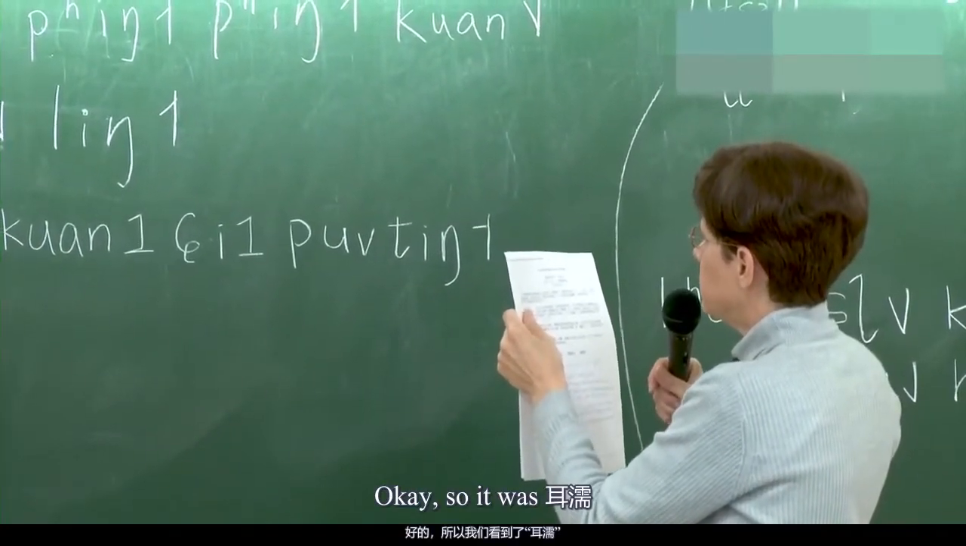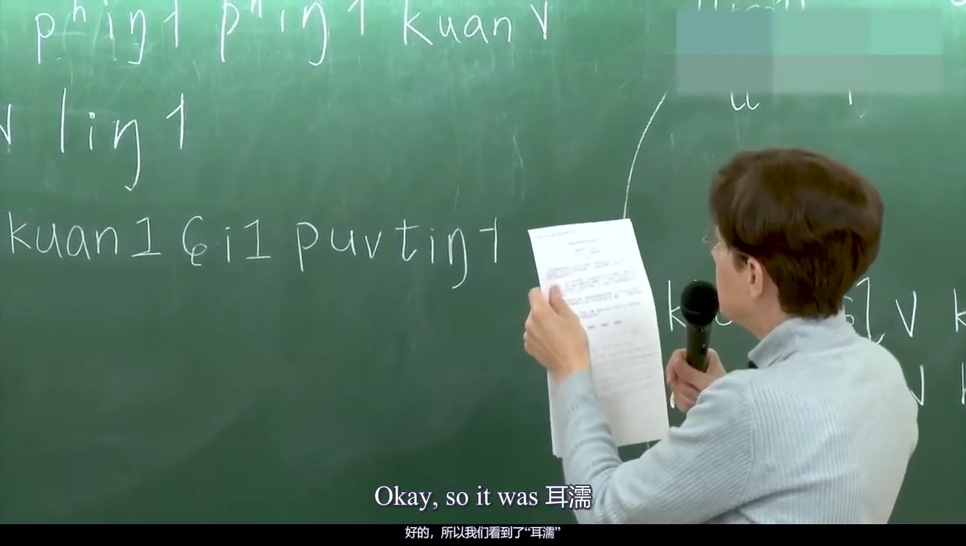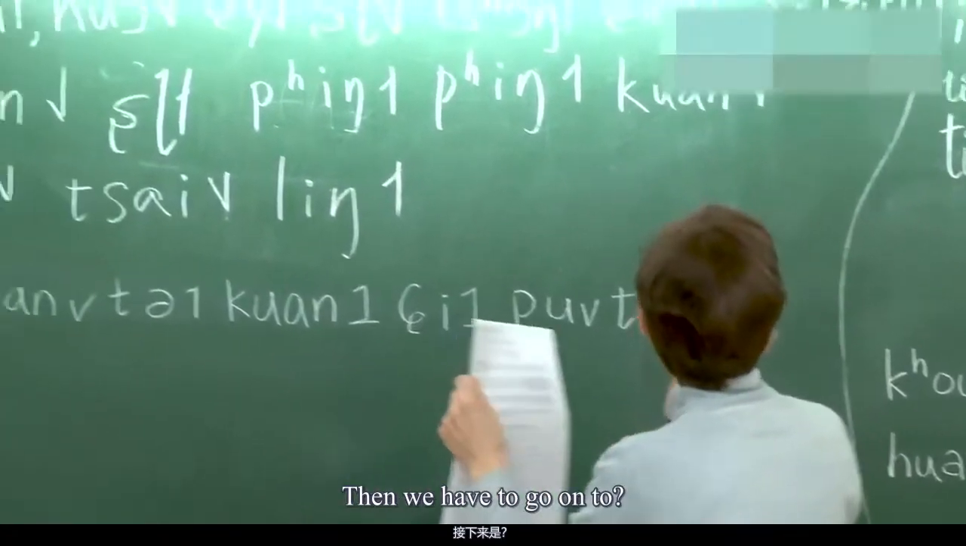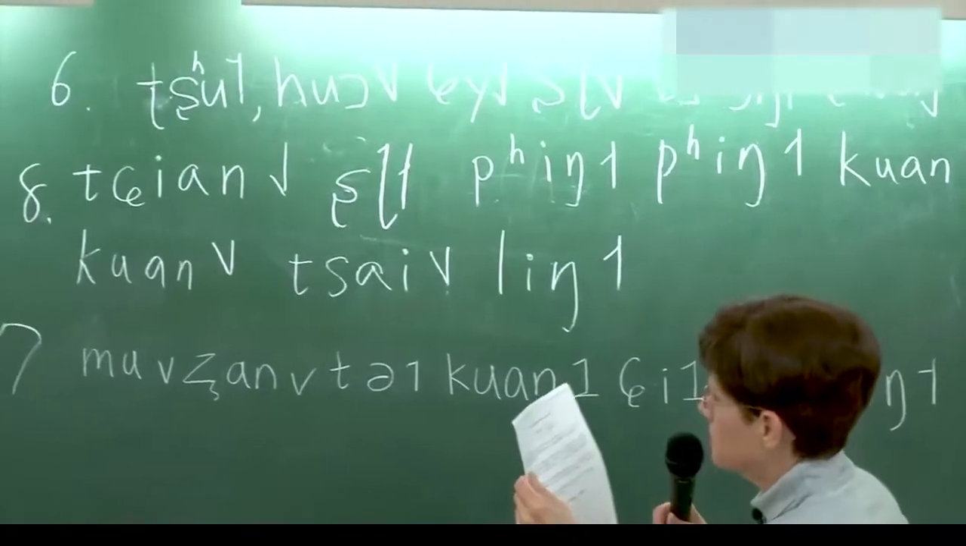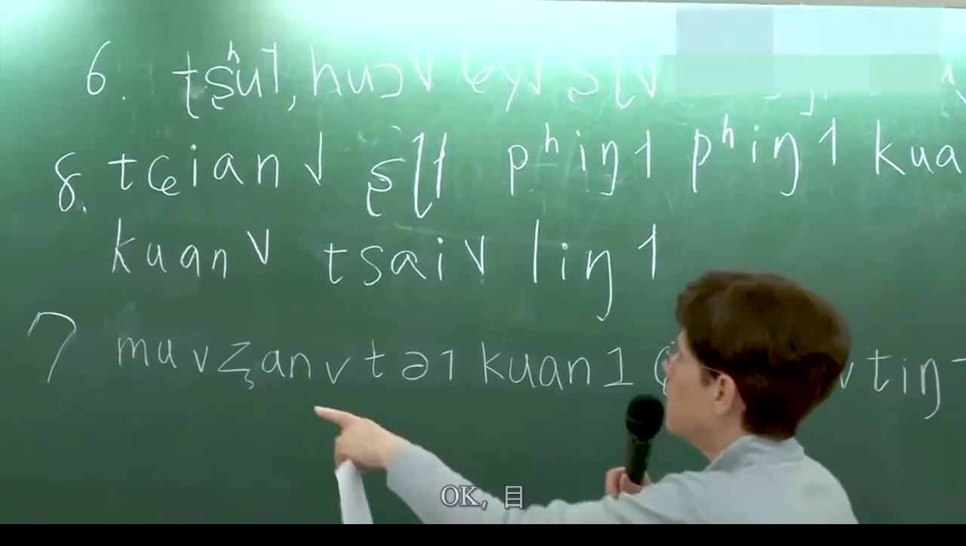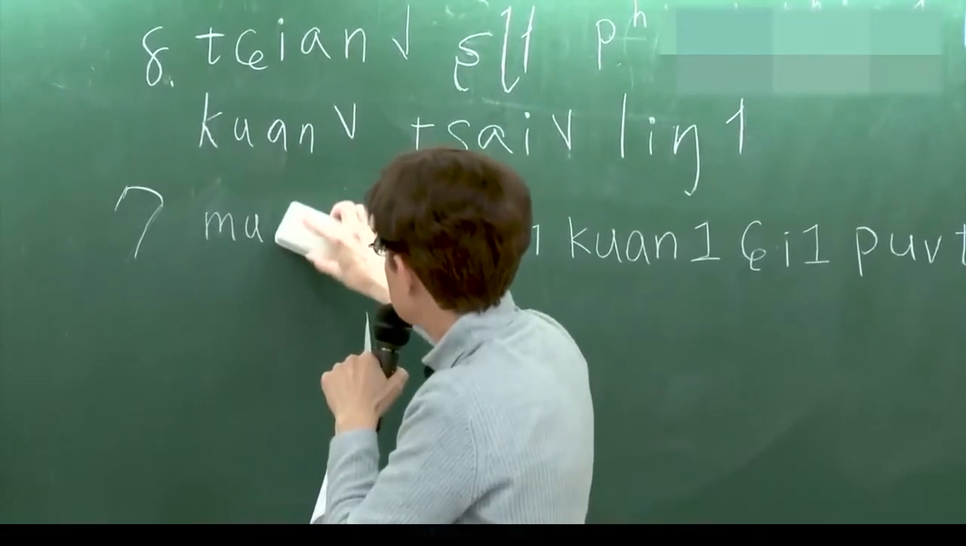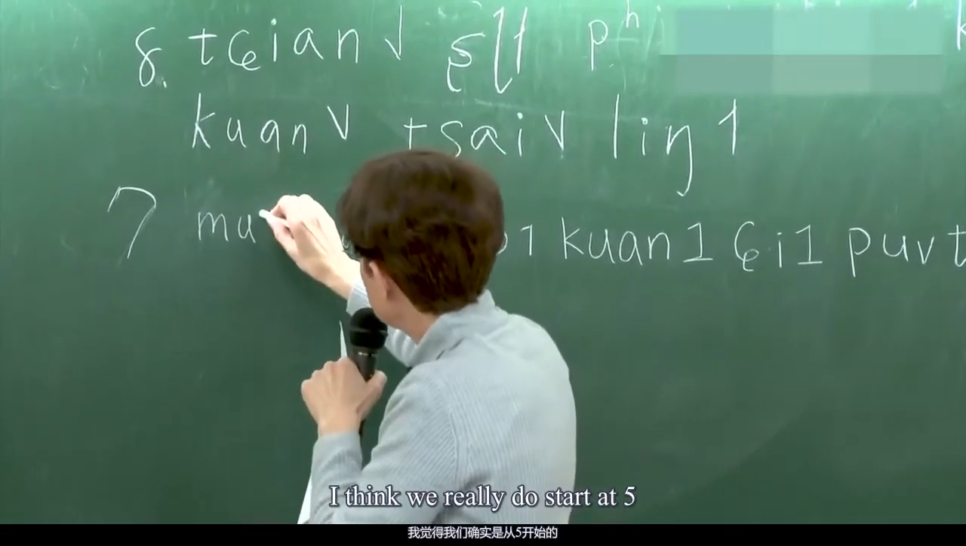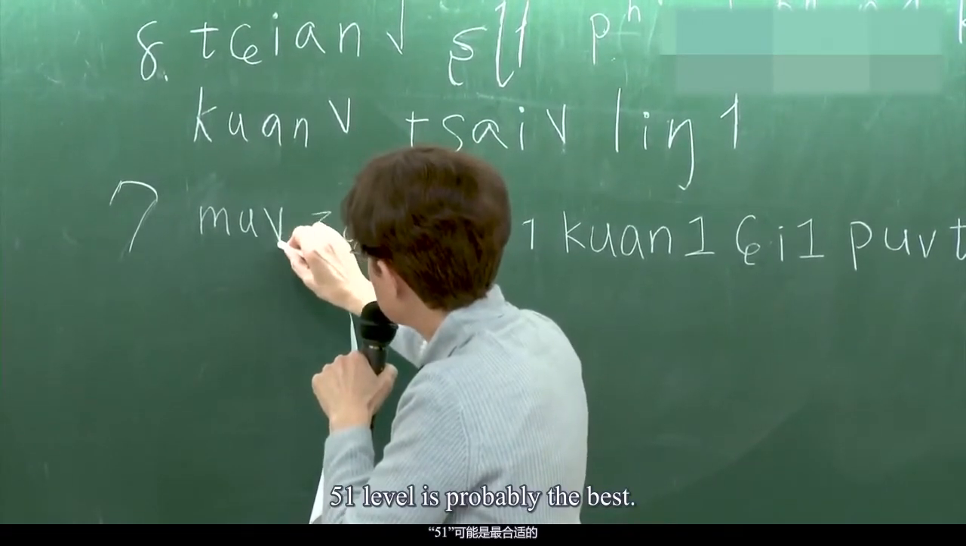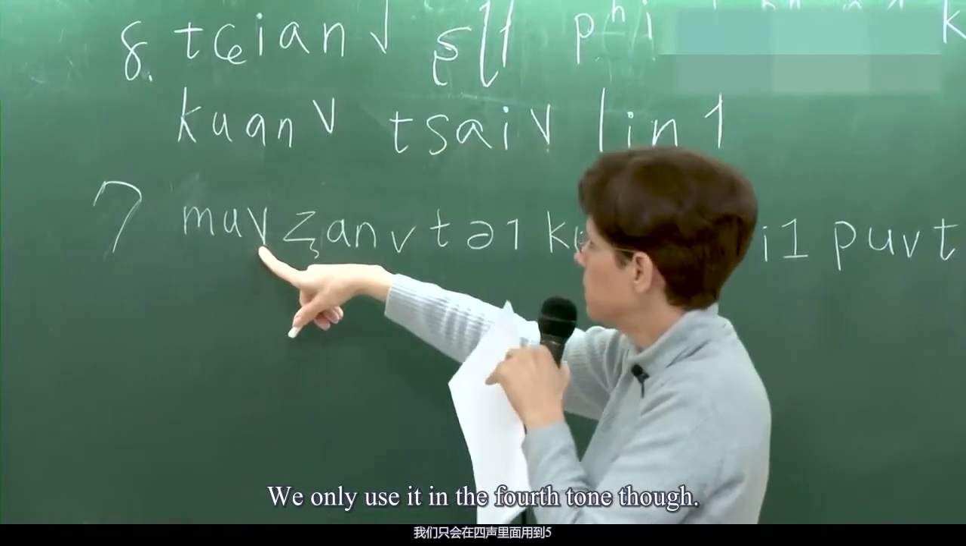Okay, so it was 耳如. Then we have to go on to 7. There we go. Okay, mu. Make your fourth tone a little larger because I think we really do start at 5. 5 levels is probably the best. We only use it in the fourth tone though.